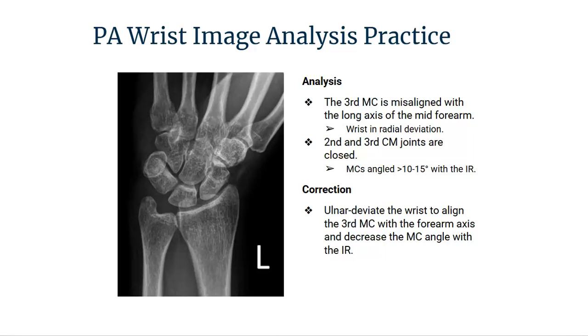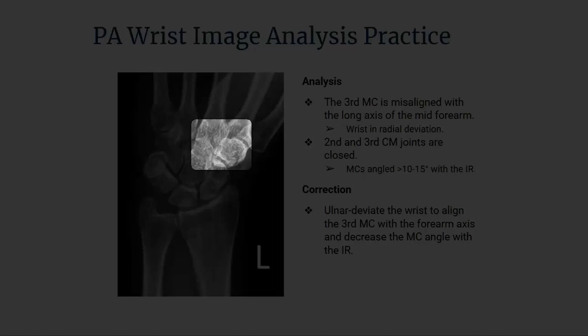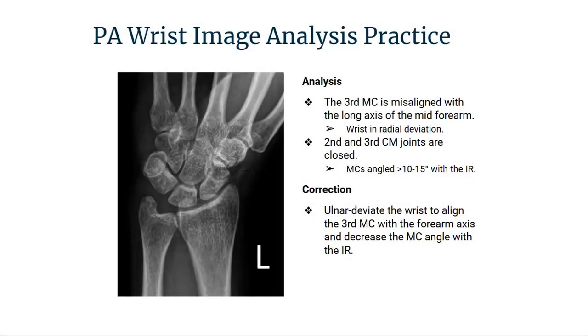Next, we want to determine if the anatomy is adequately positioned. In this case, the third metacarpal is misaligned with the long axis of the mid-forearm. This indicates that the wrist is in radial deviation. Additionally, the second and third carpo-metacarpal joints are closed, and the metacarpals are aligned more than 10 to 15 degrees with the image receptor.